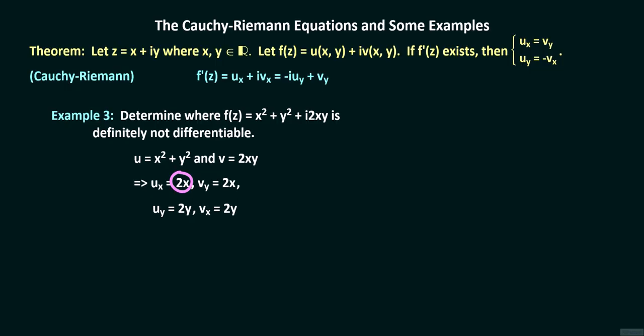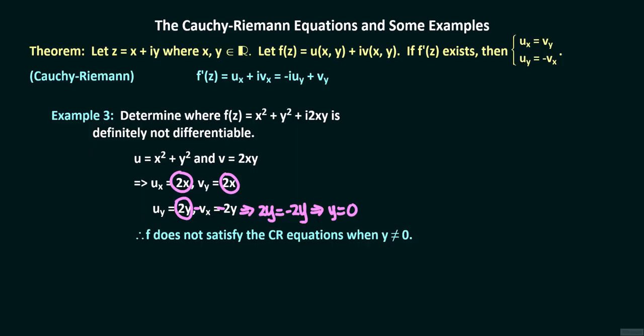u_x equals v_y, but this time u_y equals −v_x only if 2y equals −2y. And that means y has to be 0. Therefore, f does not satisfy the Cauchy-Riemann equations if y is not equal to 0. y equals 0 corresponds to the real axis, so that f'(z) does not exist if z is not on the real axis, or if z is not a real number.